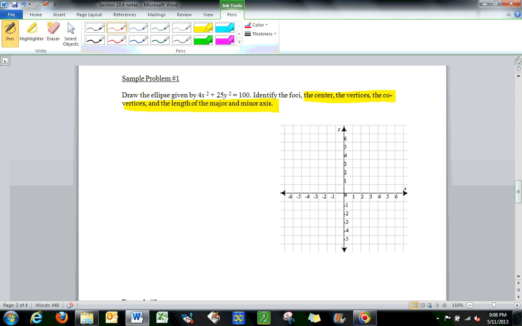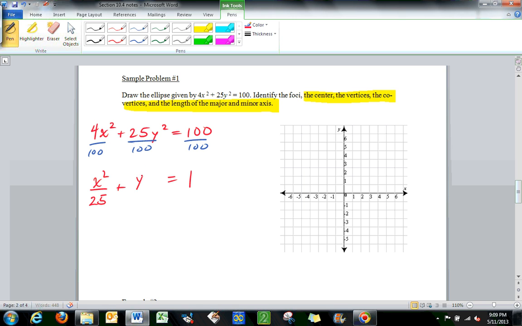So you can see here that we start off with a situation where we're not in standard form for an ellipse. And so the first thing I'll need to do is divide everything by 100. The reason I'm choosing 100 is because my first goal is to get this whole thing equal to 1. Now, when we do that, we can reduce 4 over 100, and that's going to end up being 25. And then, of course, it's the opposite on the other one. That ends up being 4.